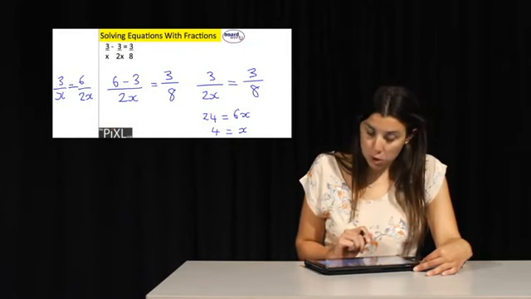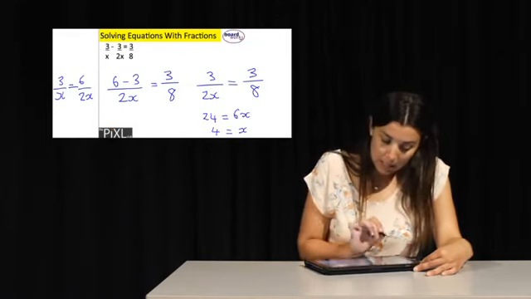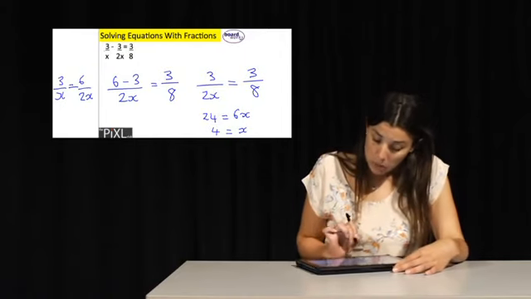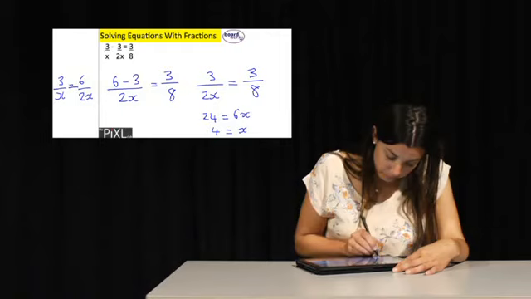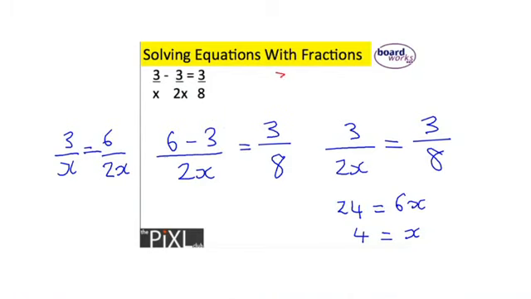Once again, we can substitute the 4 back into the equation to check whether you've got the right answer. So here we have 3 over 4, subtract 3 over 2 times 4, 2x, which is 8.